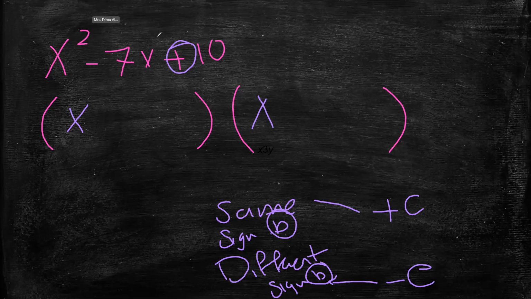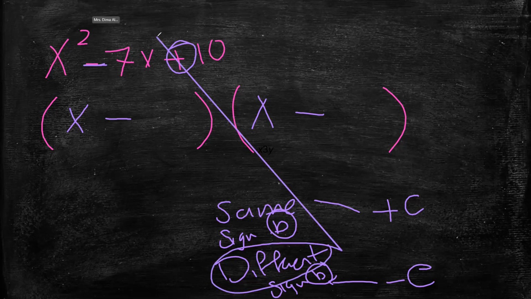Here, since C is positive and B is negative, I told you that if C is positive, that means we have the same sign. What is the sign of B? It's negative. So I put here negative and negative. If B is positive, I will put positive, positive. And if C here is negative, that means we have different signs.